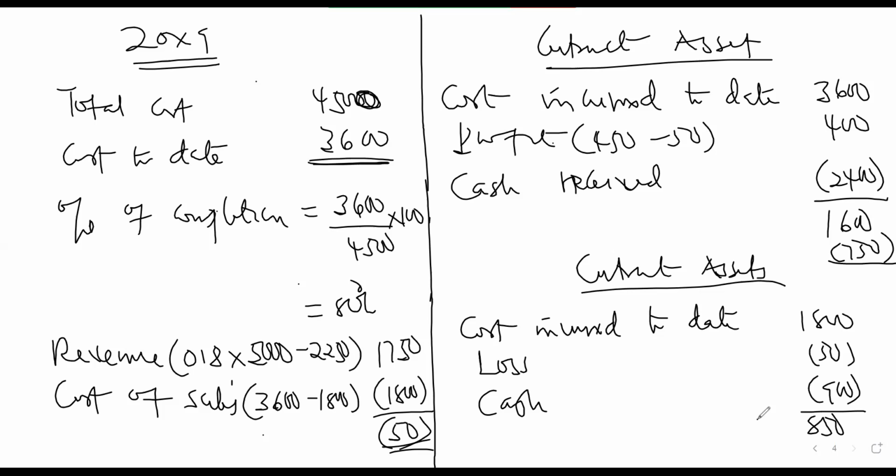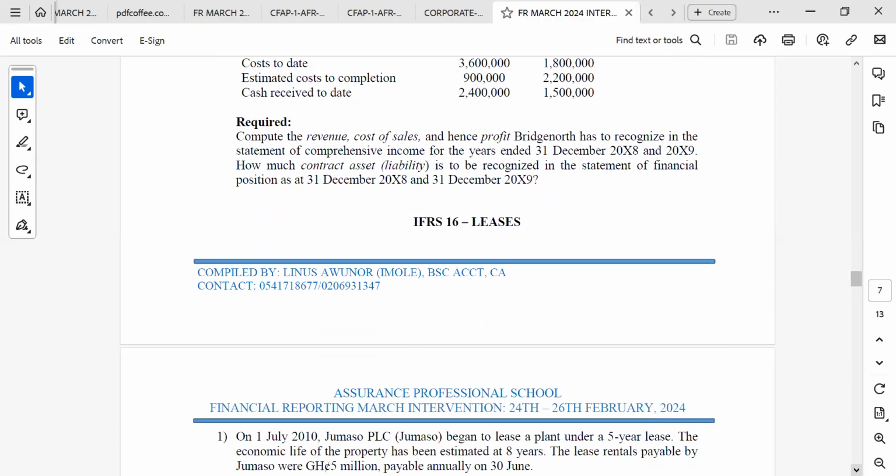But the most important thing is the recognition of the revenue. If you are recognizing the revenue, you recognize the revenue on a cumulative basis, but you take the previous year's own from it. Okay. Let's move on to another standard. Okay, let's tackle the leases.